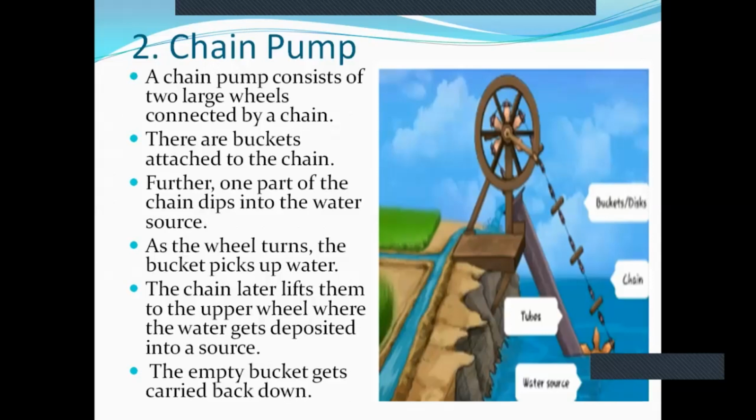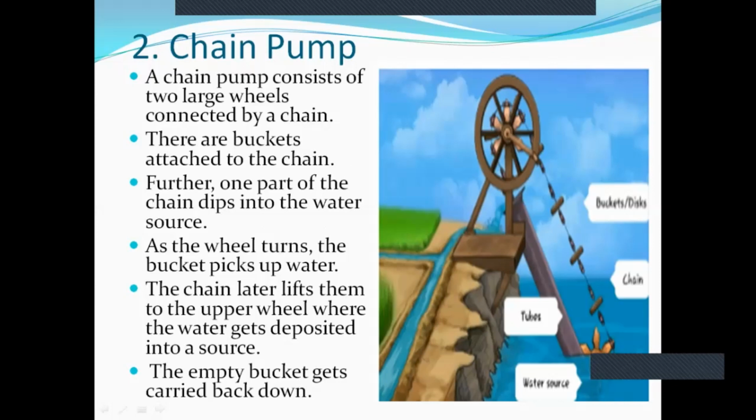Chain system. The name itself suggests what might be there. A chain is there, right? A chain pump consists of two large wheels. Can you see the two wheels? The first one is at the top and the other one is in the water resource. Now buckets are attached to this chain, and the wheel turns.